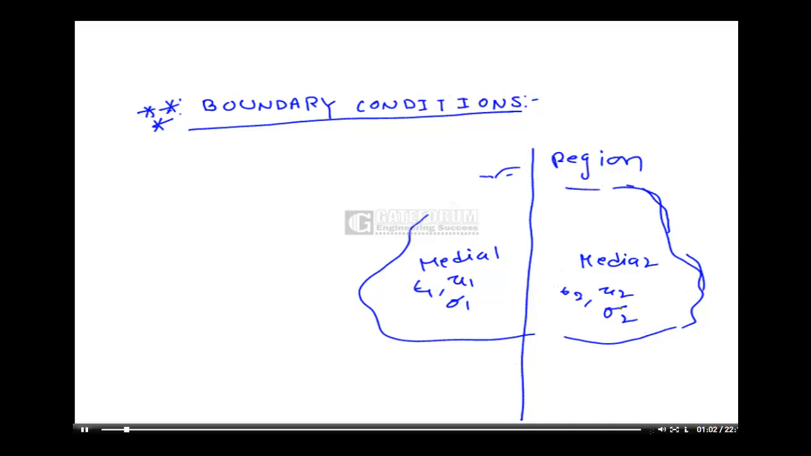That is two different types of properties. If a region is separated by two different media, and an electromagnetic wave is propagating from medium 1 to medium 2, then the conditions the wave must satisfy at the boundary are called boundary conditions.